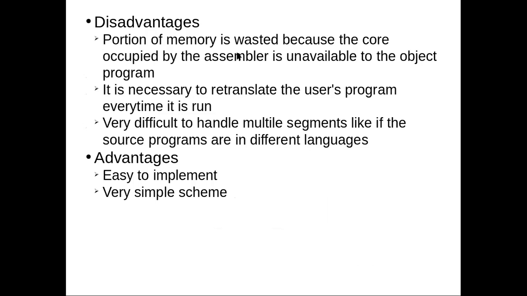The first one, a portion of memory is wasted because the core occupied by the assembler is unavailable to the object program. Second one, it is necessary to retranslate the user's program every time it is run. Whenever we modify the program, we have to retranslate and run again. Next one, it is very difficult to handle multiple segments, like if the source programs are in different languages. Suppose you have many programs written in different languages, it is very difficult for the compile and go loader scheme to handle. These are the main disadvantages. And the advantages are, it is easy to implement and a very simple scheme.